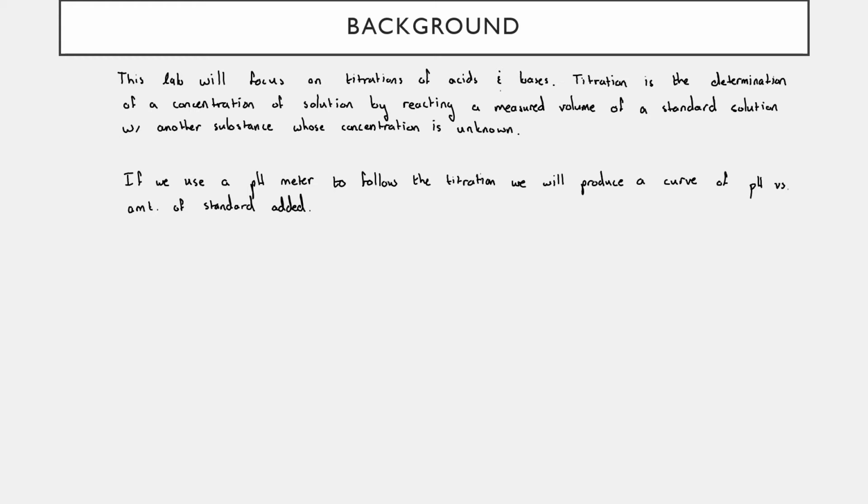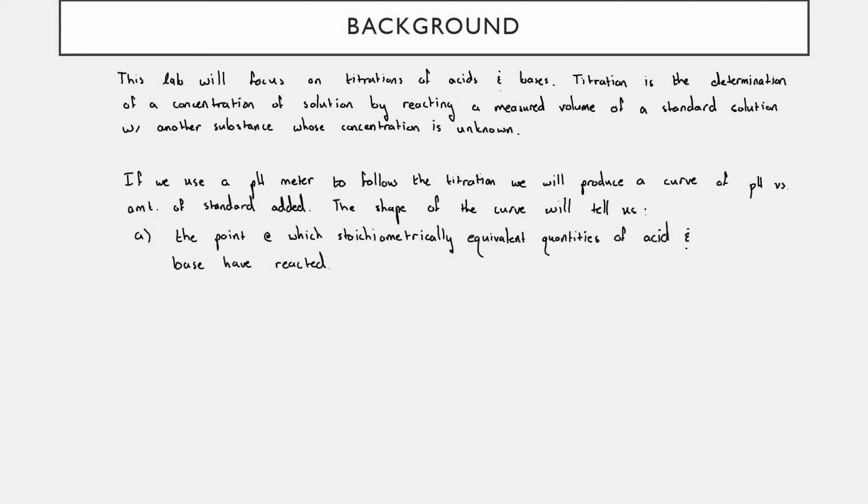And so if we use a pH meter to follow our titration, we can get a curve of the pH versus the amount of standard that is added in a particular solution. We can find out a number of things from the shape of the curve, and the two things that we're going to be after in this particular lab is we are going to be looking for an equivalence point, and that equivalence point is basically when we have stoichiometrically equivalent amounts of acid and base present that we've reacted. We've completely neutralized whatever the acid or base was in the unknown solution with some standard that we have present.